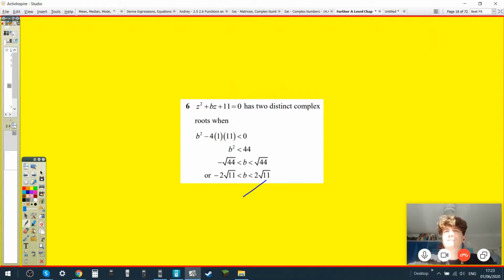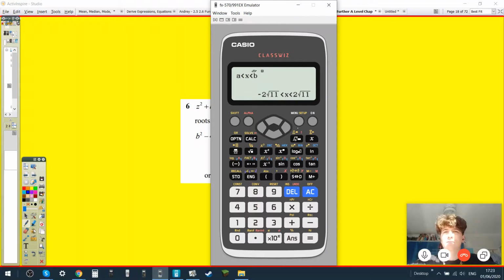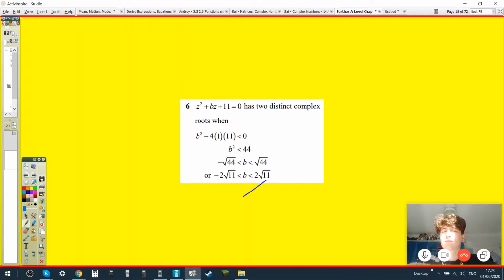Okay. They said 2 root 11, and that is because if I go back here, root 44 is the same as 2 root 11. Okay.